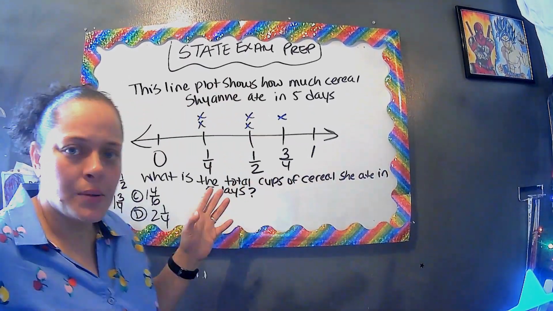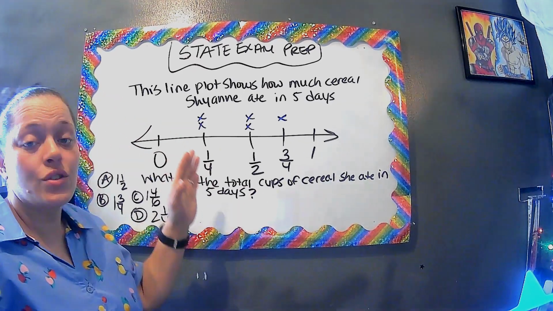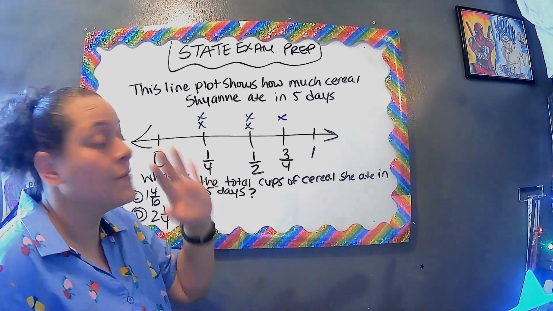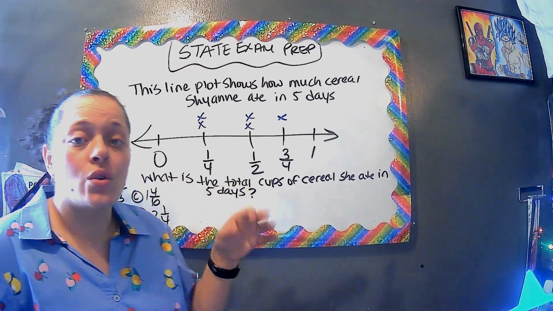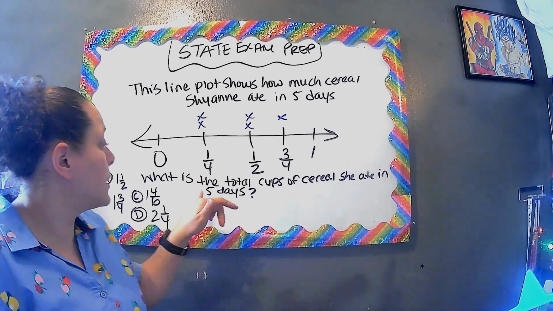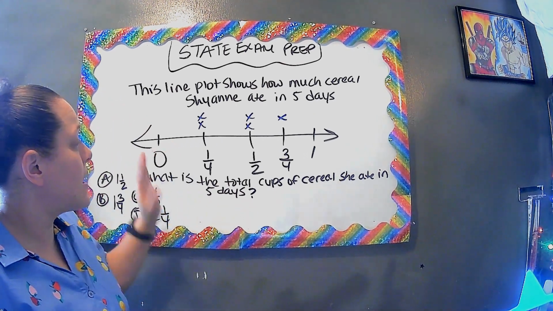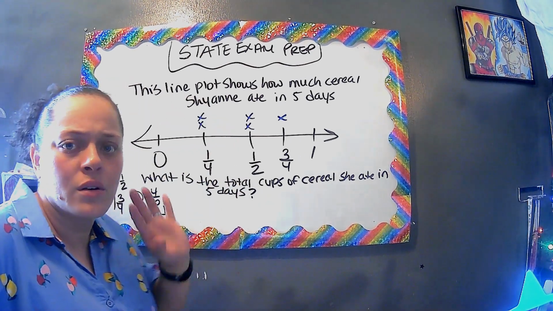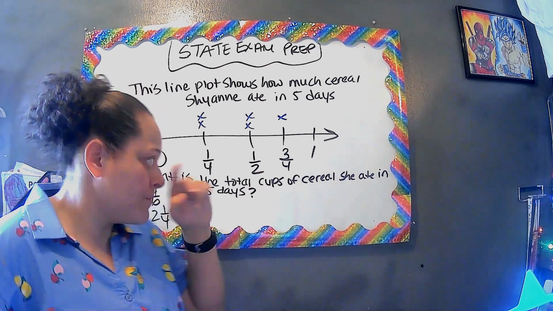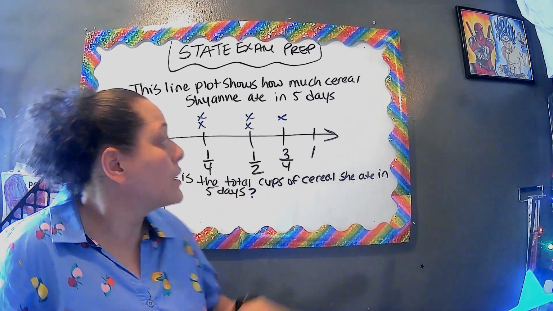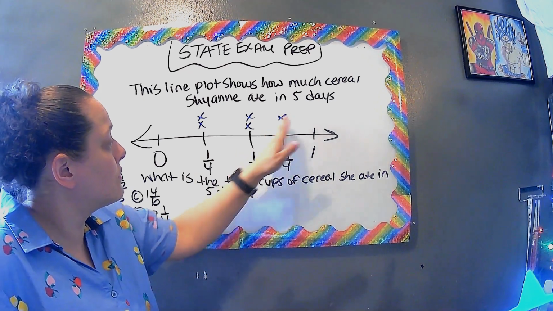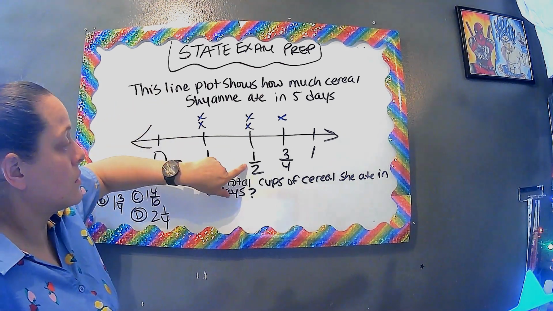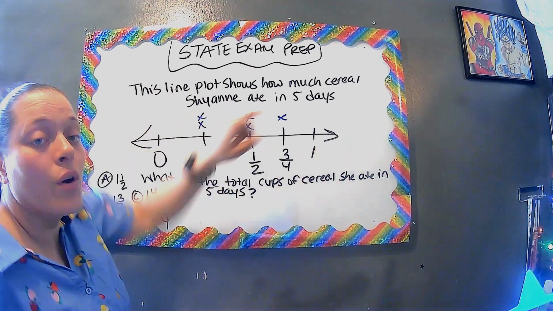Here we have a line plot. Don't get scared. All we have to do is find out, well, it says here, the line plot shows how much cereal Cheyenne ate in 5 days. What is the total of cups of cereal she ate in 5 days? Well, this specifies cups, but we don't have to do any conversion. It didn't say fluid ounces or anything weird like that, so we're on a good start. And now we have fractions. Don't get worried, we have these values for 5 days. So we have 1/4 cup twice, 1/2 twice, and then 3/4 once.